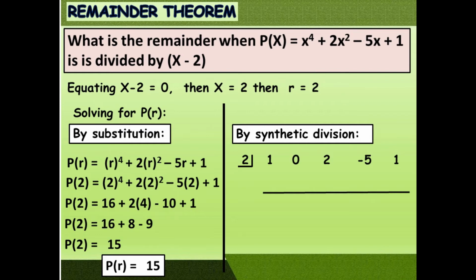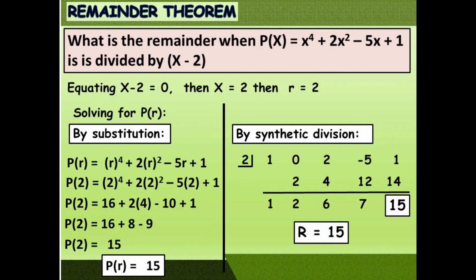Okay, so let's process the synthetic division. Bring down the leading coefficient. Then multiply 2 times 1 equals 2. Add 0 plus 2 is 2. Then 2 times 2 is 4. Add to 2 is 6. And 2 times 6 is 12. Plus negative 5 is positive 7. And 2 times 7 is 14. And 1 plus 14 is 15. So the remainder is equal to 15.